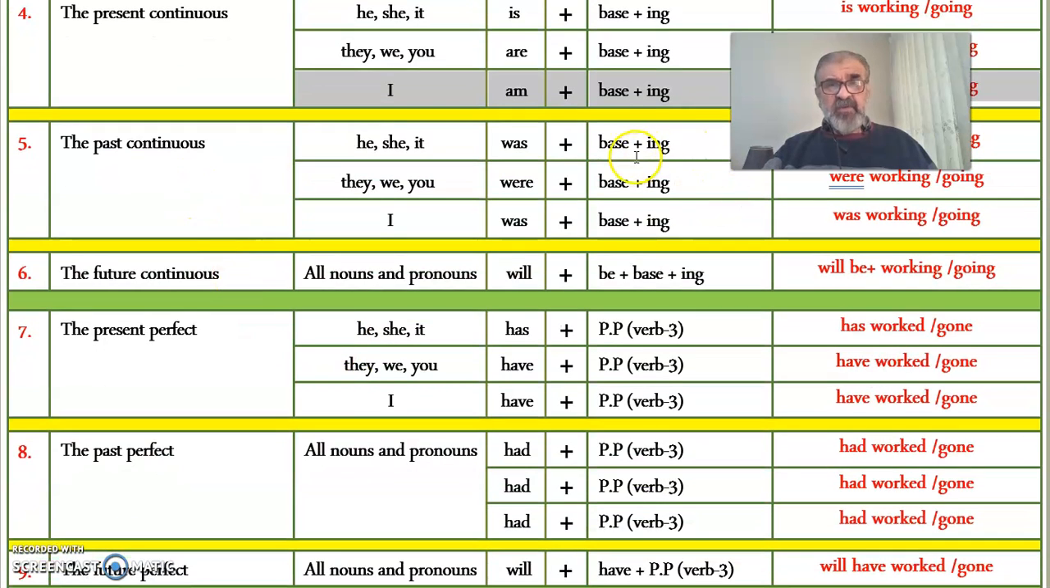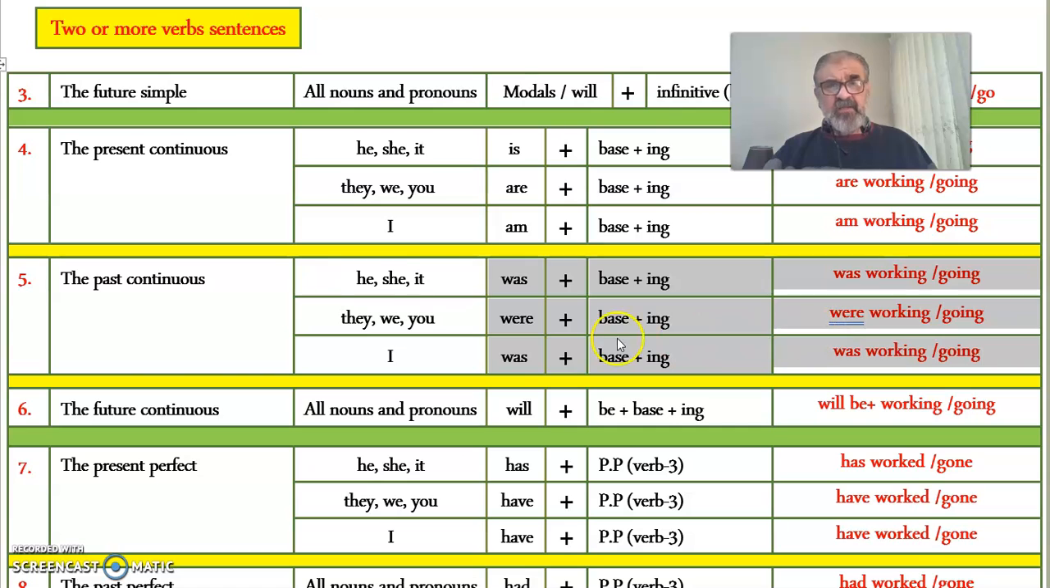Now, the past continuous: was, were, plus verb-ing, okay? Again, depending on the pronouns. He, she, and it, followed by was: was working, or was going. They, we, and you were working or going. And finally, I was working or going.